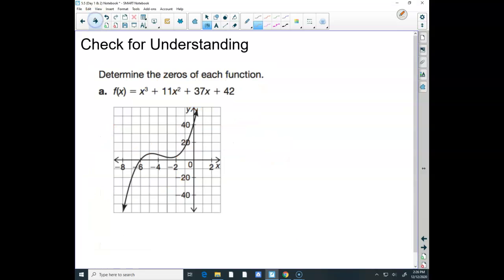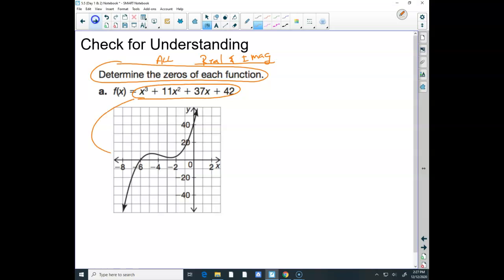And check for your understanding here. Let's see if you really get what's going on. Determine the zeros of this function. Determine the zeros. And we want real and imaginary if they have it. Determine all solutions. Well, check it out. What do we know? I don't want to do my P and Q thing on this because they gave me a graph, and I can see it sure looks like negative 6 is an x-intercept, doesn't it?